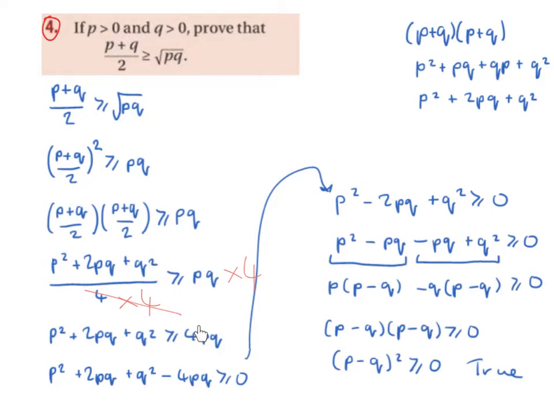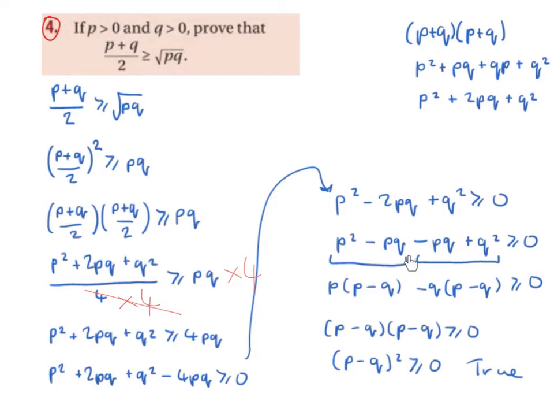Now I'm going to bring the 4pq over the inequality sign, and it becomes minus 4pq, and that is greater or equal to 0. So 2pq and minus 4pq is going to give us minus 2pq, and we still have the p squared and the q squared. Now I'm going to break apart the minus 2pq to give me minus pq and minus pq. So now I have 4 terms, and now I'm going to do factorization by grouping.